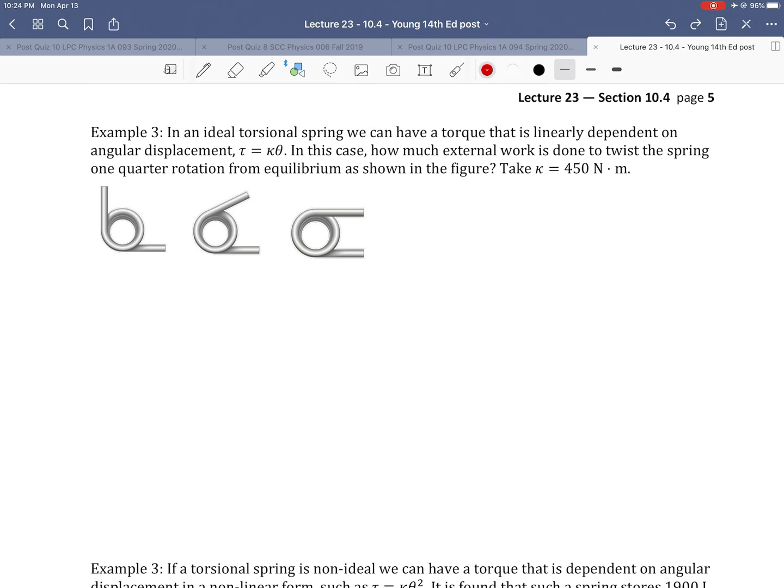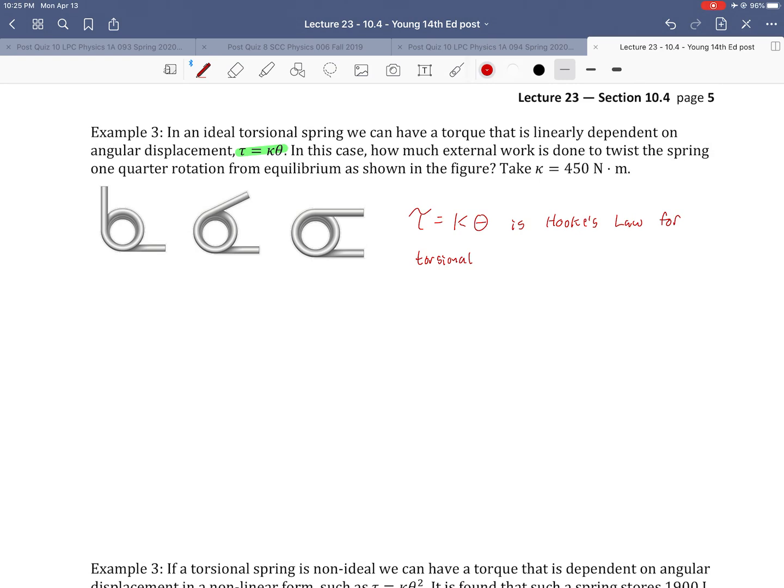In an ideal torsional spring, we can have a torque that is linearly dependent on angular displacement. So it's just like Hooke's law, F equals kx, but instead of F it's tau because it's a torque, and instead of x it's an angular displacement, theta. So we can think of this equation as torsional Hooke's law. Let's make a note of that: tau equals k theta is Hooke's law for torsional springs. Of course, a torsional spring is a fancy word for a twisting spring.